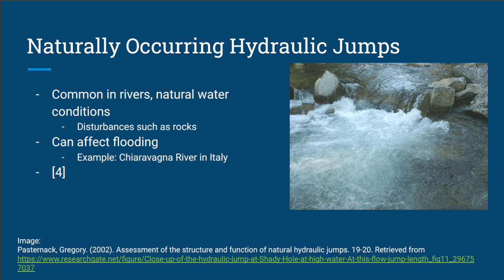While we've seen that they can be produced in lab simulations, hydraulic jumps are very common in natural water conditions like rivers as well. Often, rocks in the riverbed can act as obstructions and cause miniature jumps as pictured here. For example, hydraulic jumps were common in the Chiaravagna River basin in Italy, but they often led to harmful flooding of the nearby area. To remedy this, the riverbed was redesigned and a longitudinal dike was created to reduce hydraulic jumps and limit potential flooding.